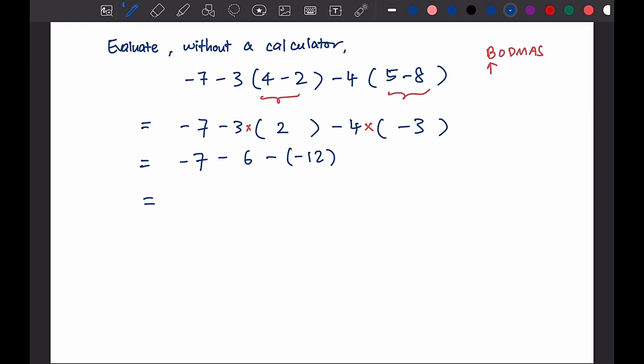Earlier on our previous page, we dealt with this, and this is like a negative 1 multiplied with a negative 12. So that's going to give us a plus. And we have negative 7 minus 6 plus 12. Now we are able to evaluate this: negative 7 minus 6 is negative 13, then plus 12 gives us a negative 1 as our final answer.